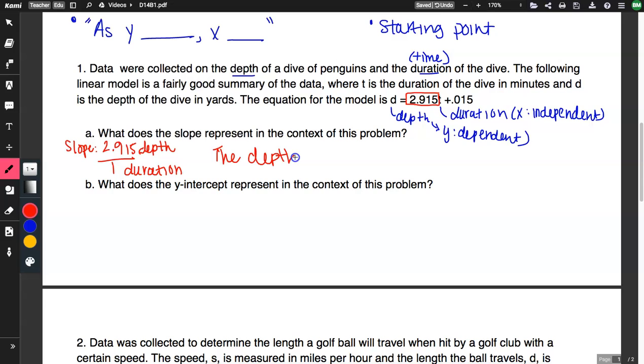the depth, so you're going to talk about whatever's on top first, increases by 2.915 for every 1 minute, because the time is in minutes. And I should probably have put the unit for the depth. What is it? Yards.